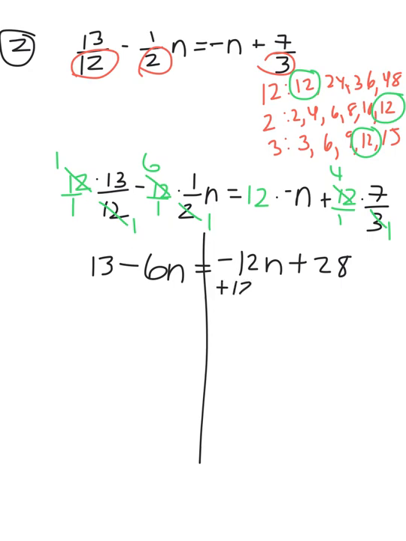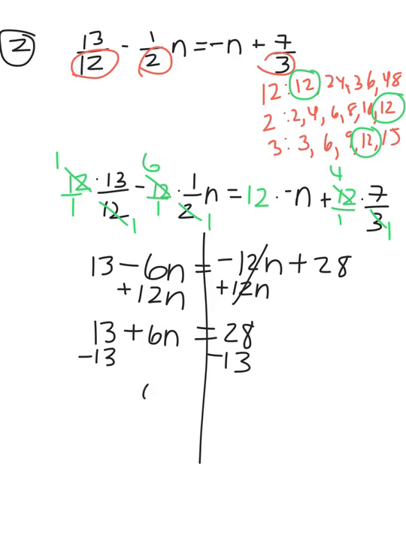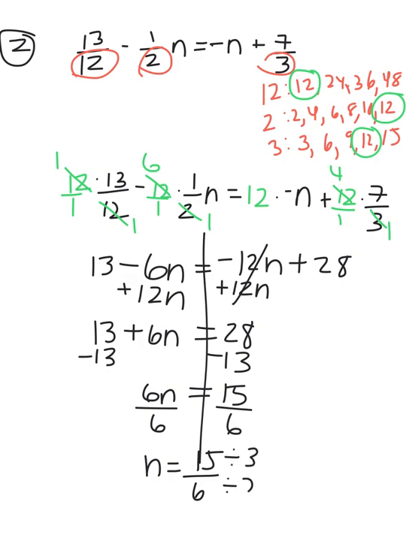So I'm going to add 12n to both sides. That's to eliminate the negative 12n on the right-hand side. And that gives me 13 plus 6n equals 28. Now I'm going to subtract 13, giving me 6n equals 15. And I'm going to divide both sides by 6. So n is 15 over 6, which can be simplified by dividing top and bottom by a common factor of 3 to give me 5/2. And so that's my final answer. No decimal, just a simplified fraction.